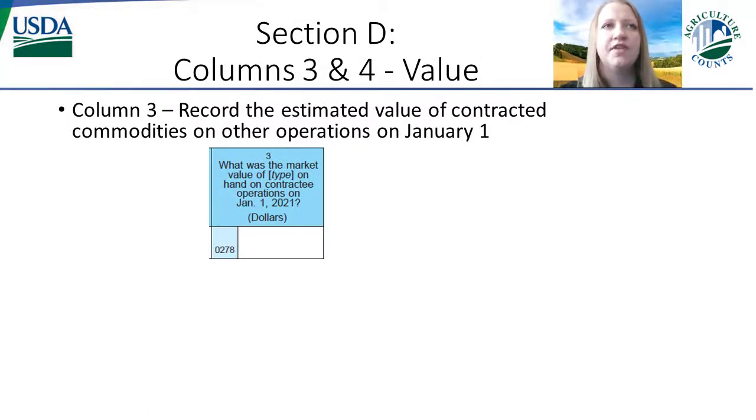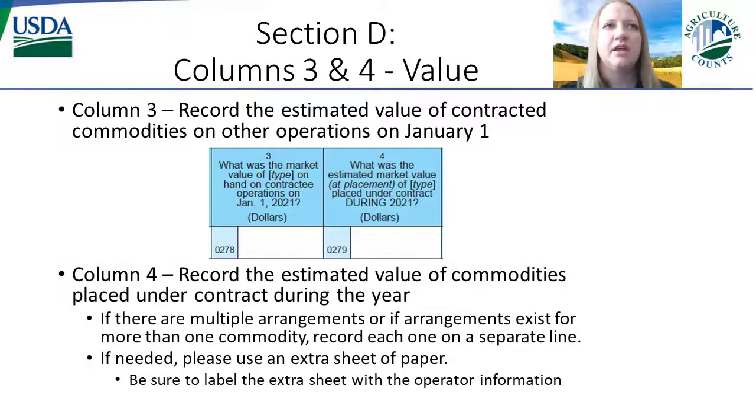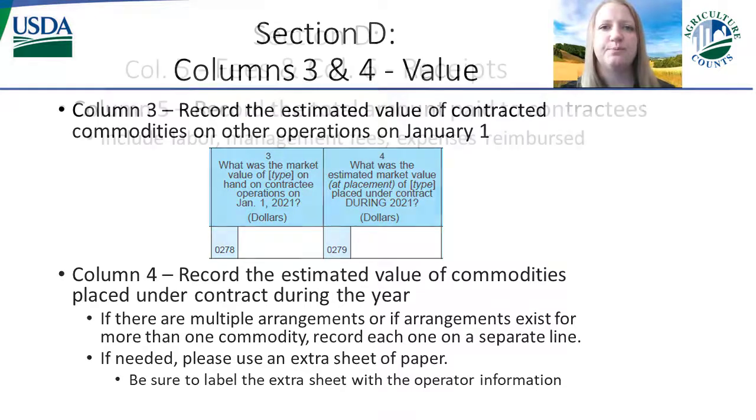In column 3, record the estimated market value of contracted commodities on other operations on January 1st. In column 4, record the estimated market value of commodities placed on contract operations during the year. If there are multiple arrangements, or if arrangements exist for more than one commodity, record each arrangement on a separate line. If needed, please use an extra sheet of paper. Be sure to label the extra sheet of paper with the operator's identifiable information.